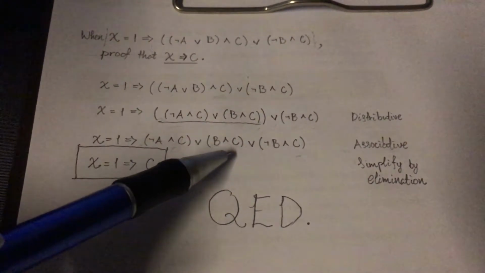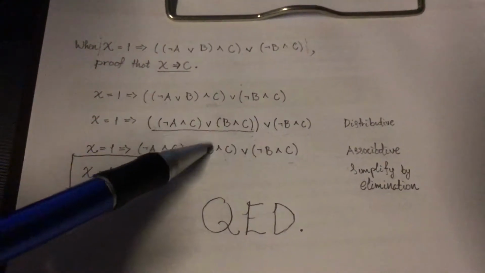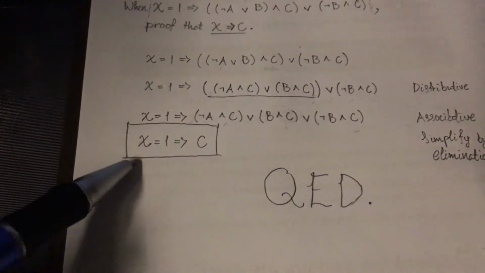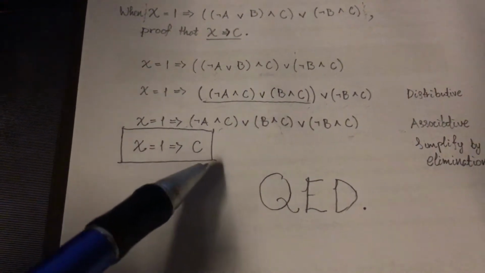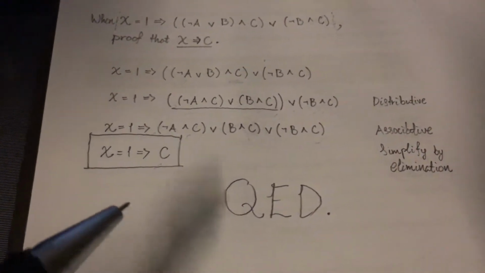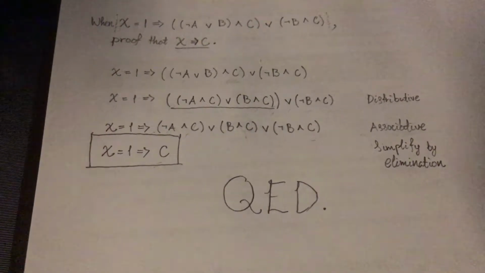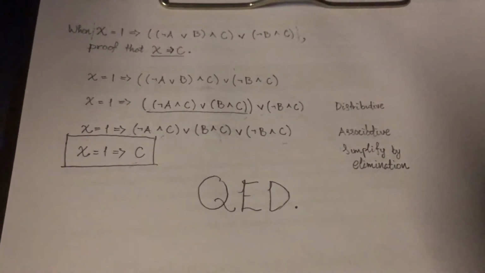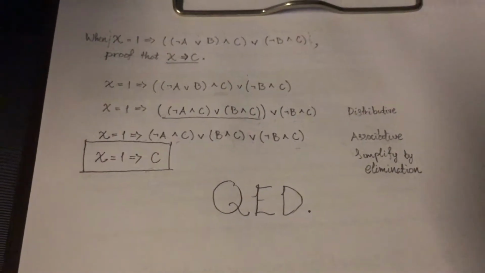And so yeah, the only term that matters right now is that C be true, and that is the case. So X equals 1 implies that C be true, and quod erat demonstrandum. So that is the proof, and thus it has been proven.